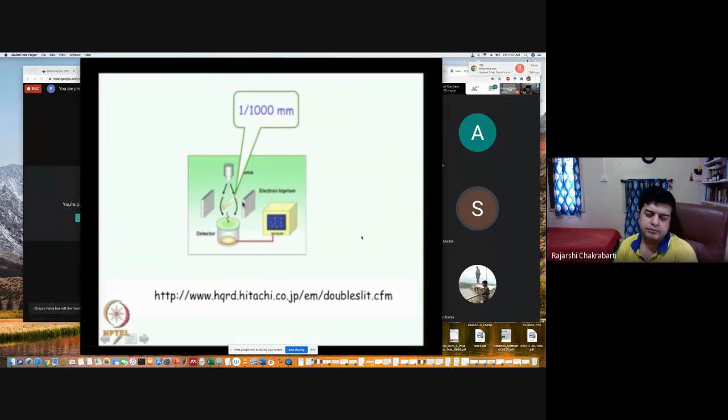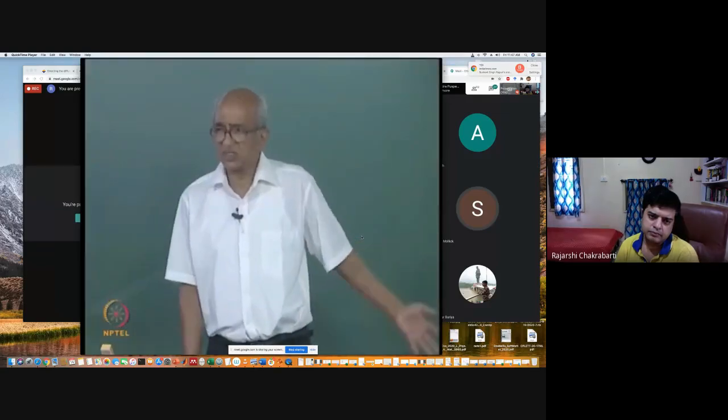So essentially, this is our slit, and they are incident upon a detector. This detector is actually capable of detecting the arrival of a single electron. This was essentially developed by the Hitachi company, and so the experiment was carried out in the Hitachi company in Japan.